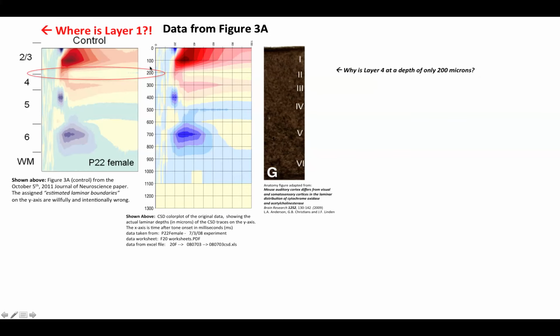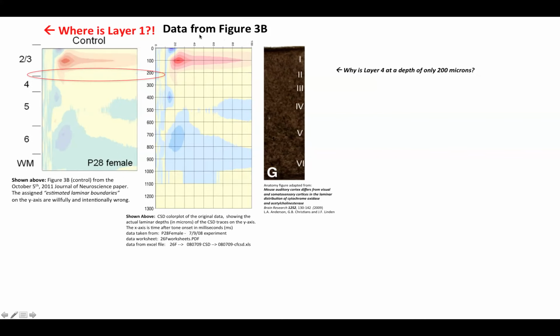And why is layer 4 at a depth of only 200 microns? And where's layer 1? And you can do the same thing for figure 3b, where this is a very superficial sink at a depth of 100 microns, which is a layer 1 sink.